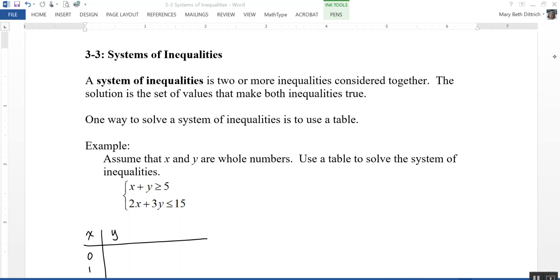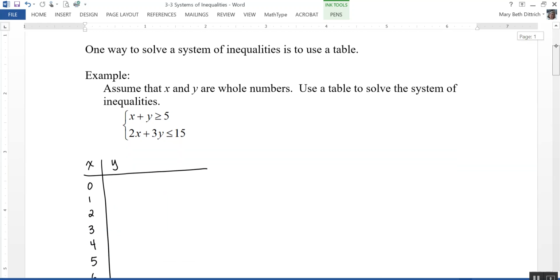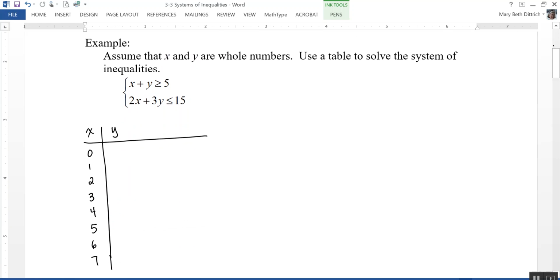So here's our first example. It says assume that x and y are whole numbers. Use a table to solve this system of inequalities. So I've started to set this up a little bit here. So we have x plus y is greater than or equal to 5, and 2x plus 3y is less than or equal to 15. To be honest, using a table is not the most efficient way to do it, but I'll show you the steps in case you're interested.